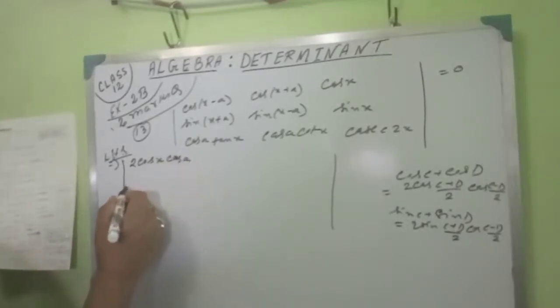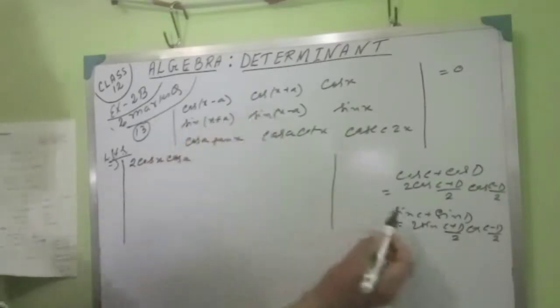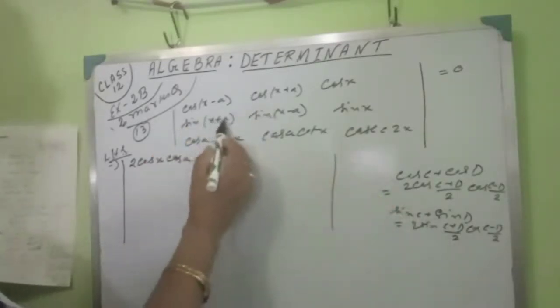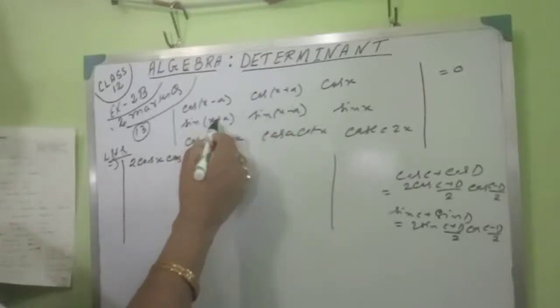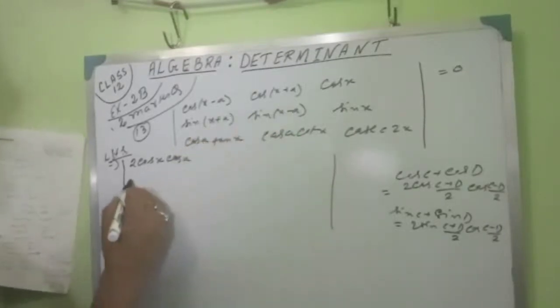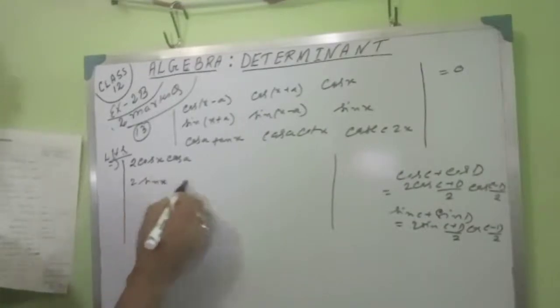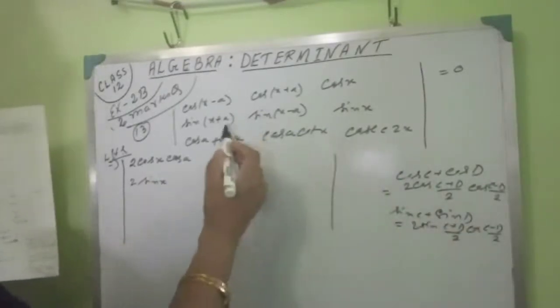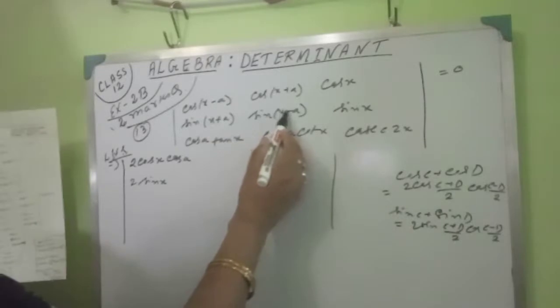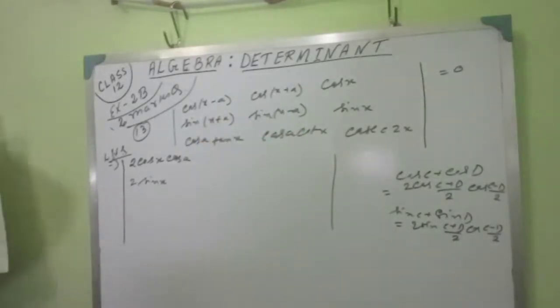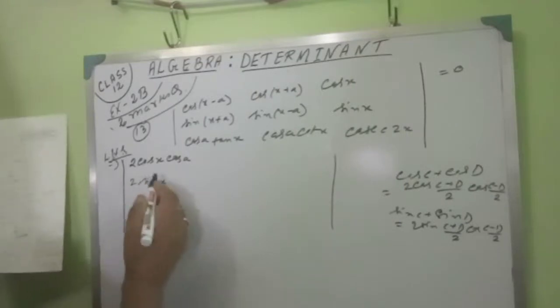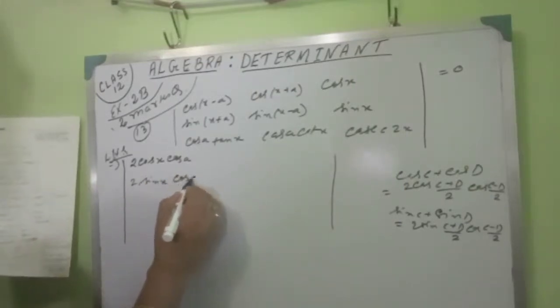And here it will be sin C plus sin D, 2 sin((C + D)/2), that is (x + a + x − a)/2. Plus a minus a will cancel, sin 2x by 2, so it will be 2 sin x. And cos((C − D)/2), that is (x + a − x + a)/2. Plus x minus x will be cancelled and it will be only cos a. So it will be 2 sin x cos a.